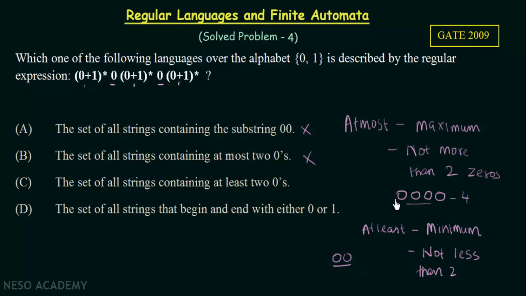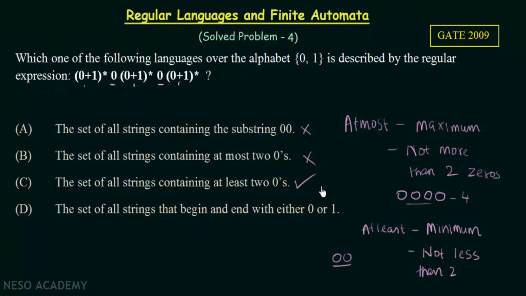Like for example, this string that was generated, it is having more than 2 zeros, but not less than 2 zeros. So the set of all strings containing at least 2 zeros is a correct description for the regular expression that is given over here. So this is the right option.